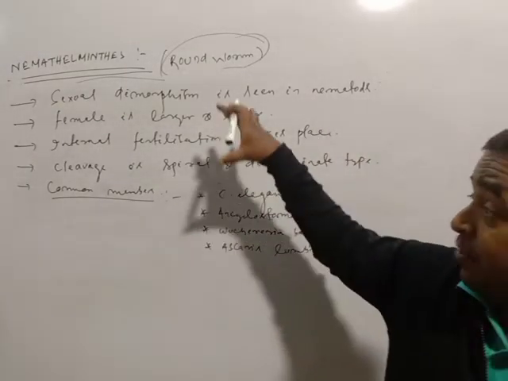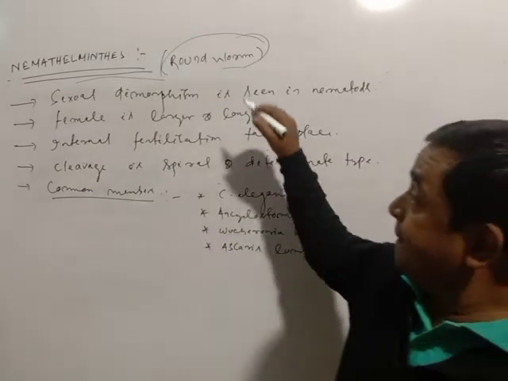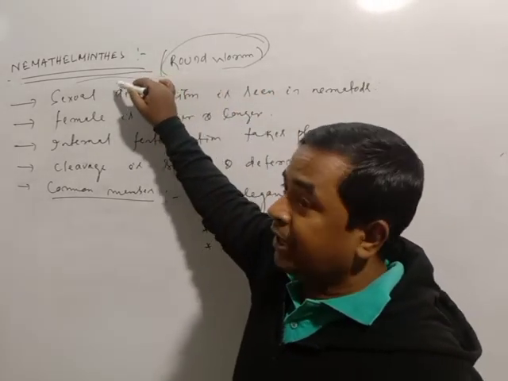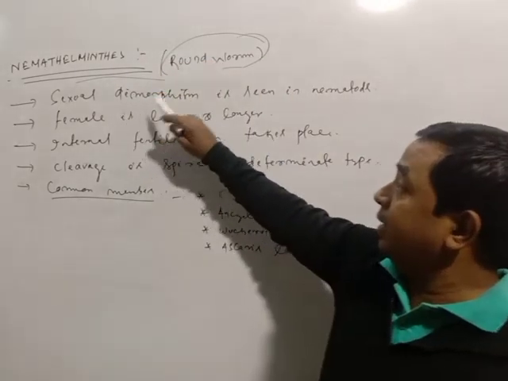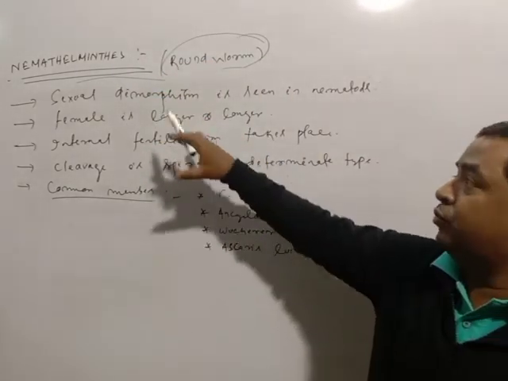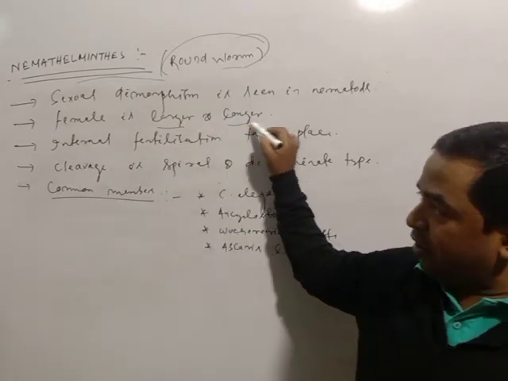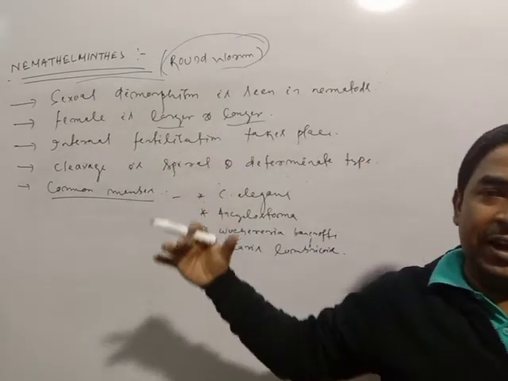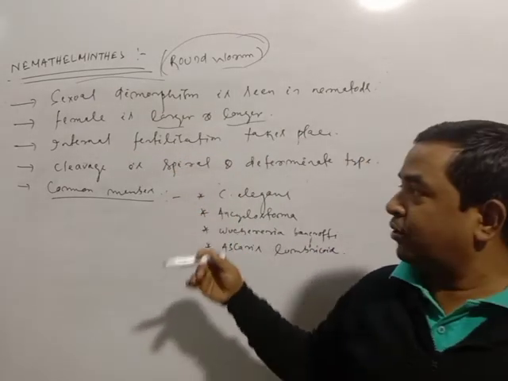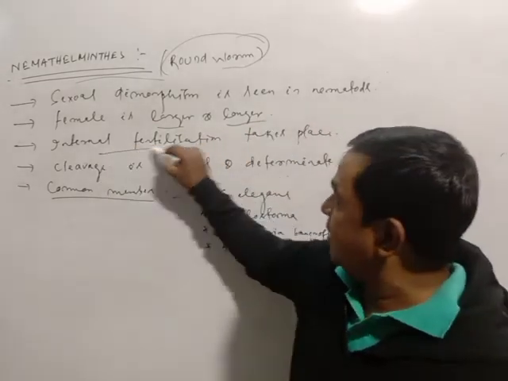See, sexual dimorphism means male and female are distinguished from each other. That's why they are separated through their morphological appearance. Female is larger and longer. Internal fertilization means fertilization or formation of a zygote takes place inside the body. That's why internal fertilization.